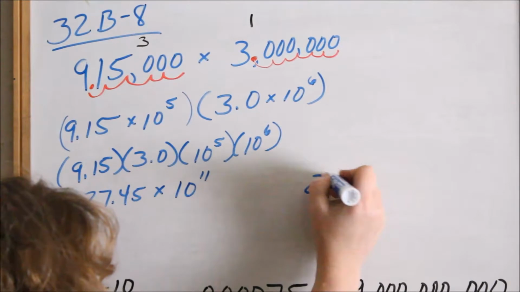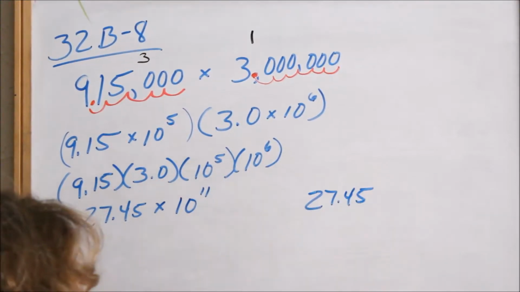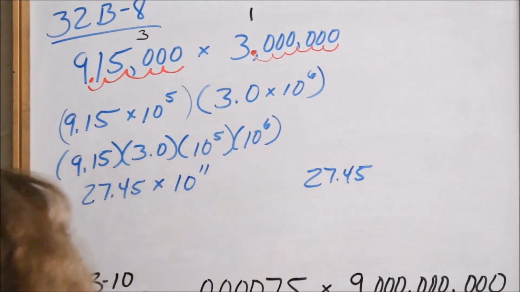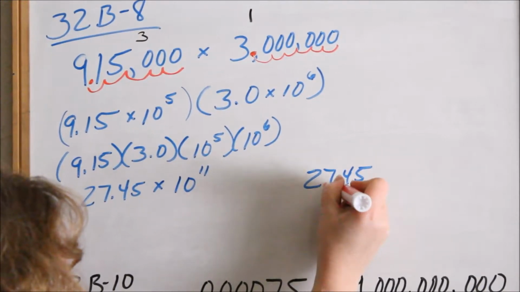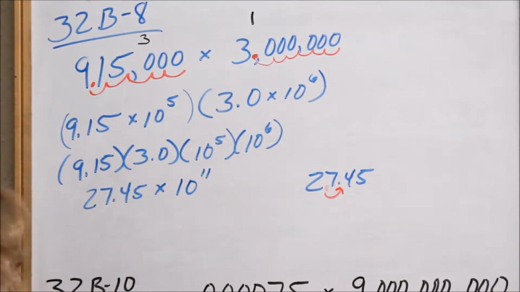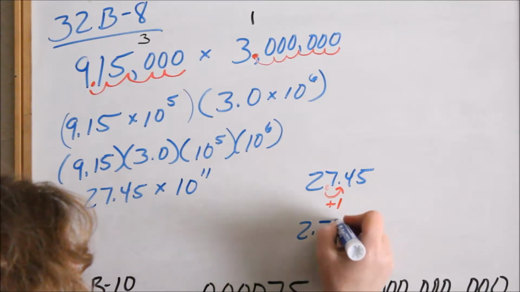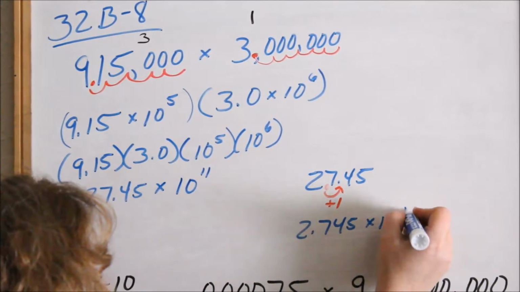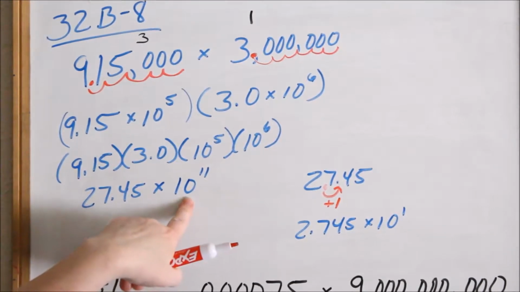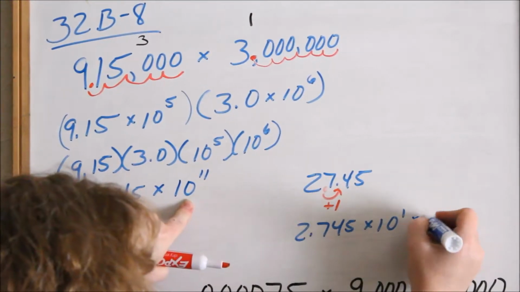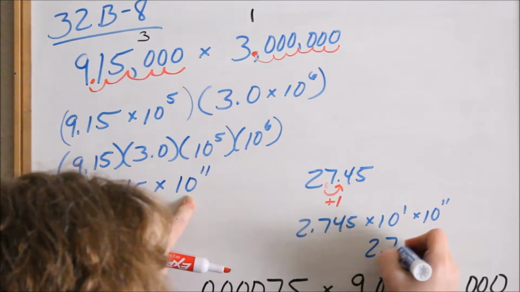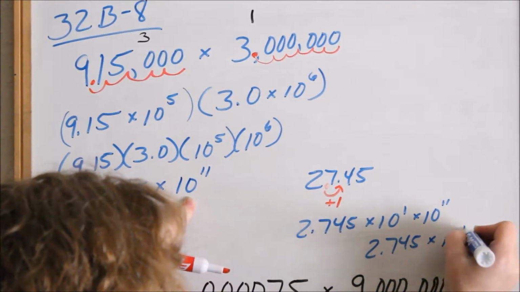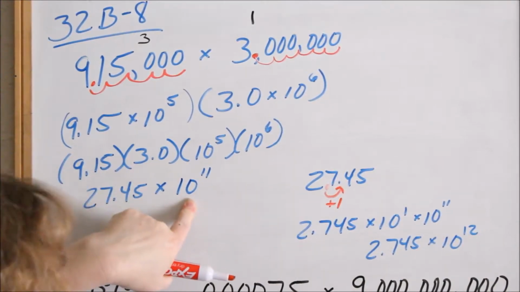Come over here to the side. If I was to put 27.45 into scientific notation, I would put my decimal here after the 2, and then I would scoot over one spot in the positive 1 direction. So that would be the same thing as saying 2.745 times 10 to the 1st. But I still have my 10 to the 11th. So times 10 to the 11th, which means now we add our exponents, and now I would have 2.745 times 10 to the 12th because I add my exponents.